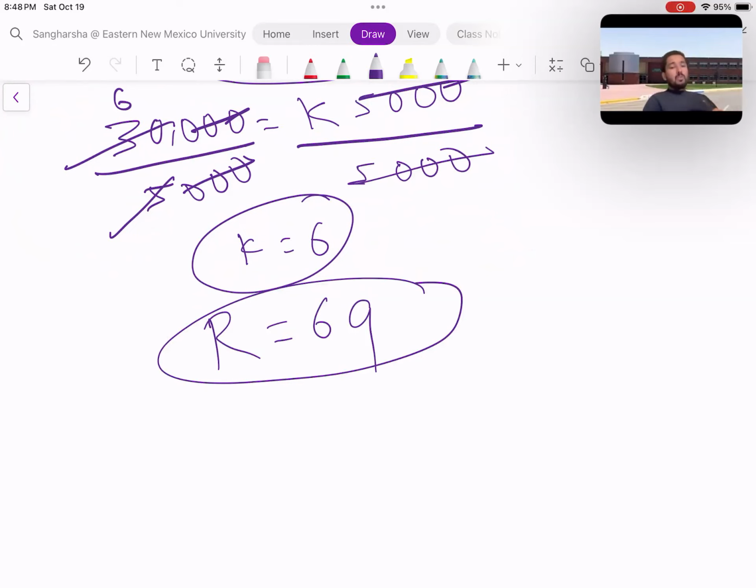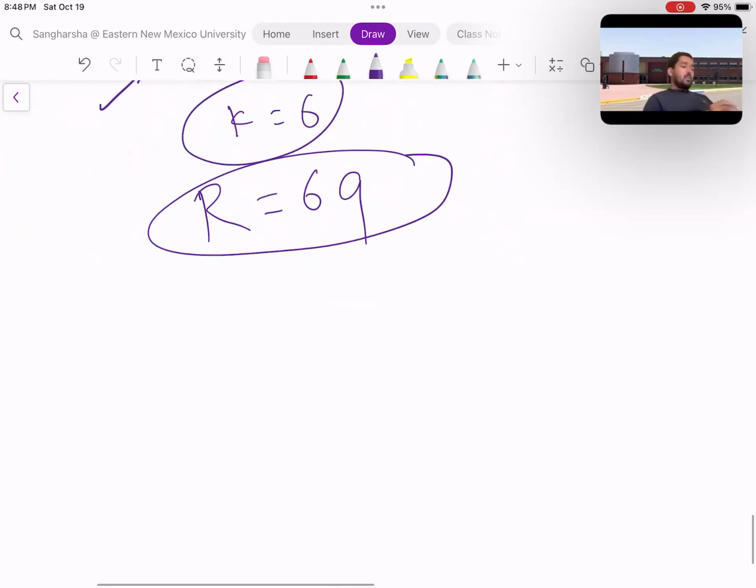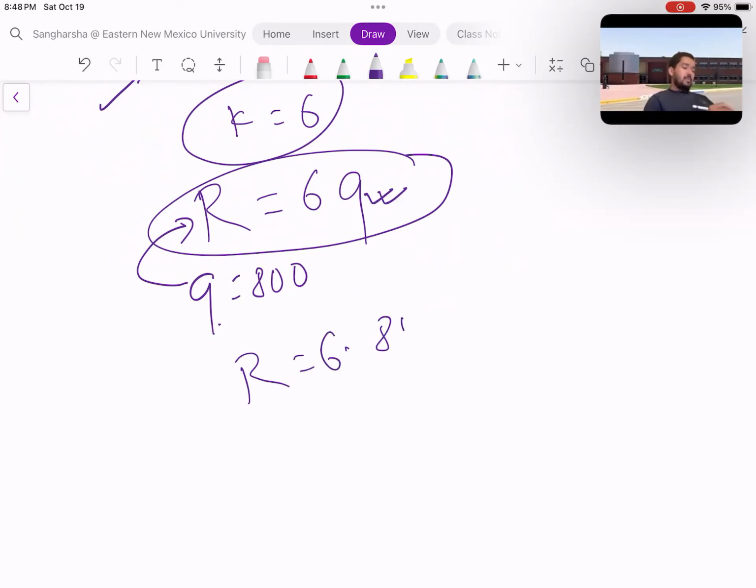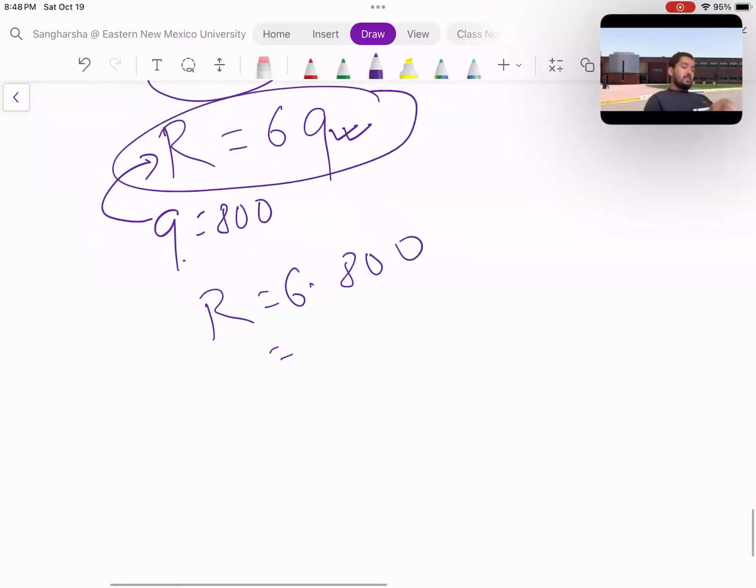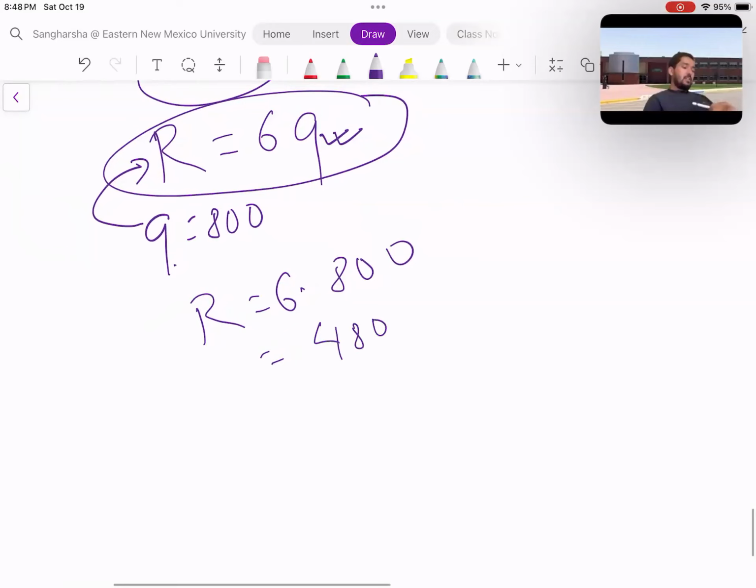And what would be the revenue if 800 wallets were sold? Now, when your quantity sold is 800, you are asked to find the revenue. You substitute q equals 800 here. So R is 6 times 800, and this is $4,800. Do you have a question here?